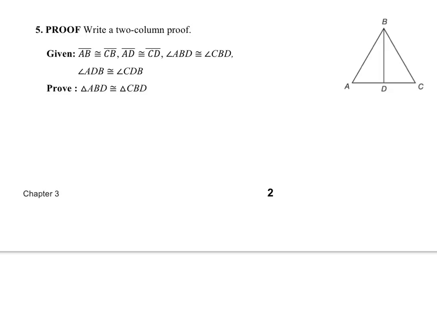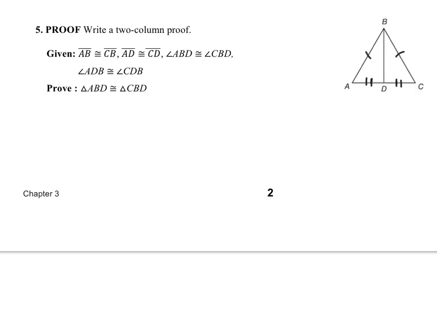The first thing it says is that AB is congruent to CB. So this segment is congruent to this segment. I'm going to come over here and mark that with a single tick mark. Then it says that AD is congruent to CD. Let me go ahead and mark that. Because that's a different segment, I'm going to mark that with 2 tick marks.